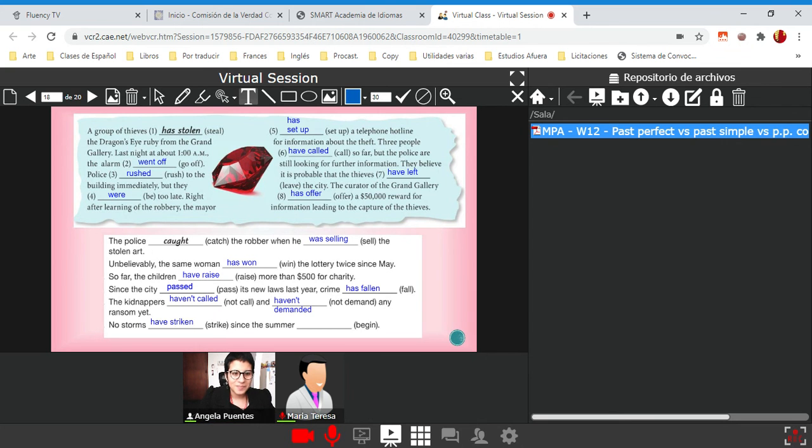Struck. So, since the summer... This is a specific point. It's something that is finished. Since the summer has begun, yes. Well, I would recommend more a past simple here. Since the summer began. Desde que el verano comenzó. We usually don't say since the summer has begun, ha comenzado, no, sino desde que el verano comenzó.